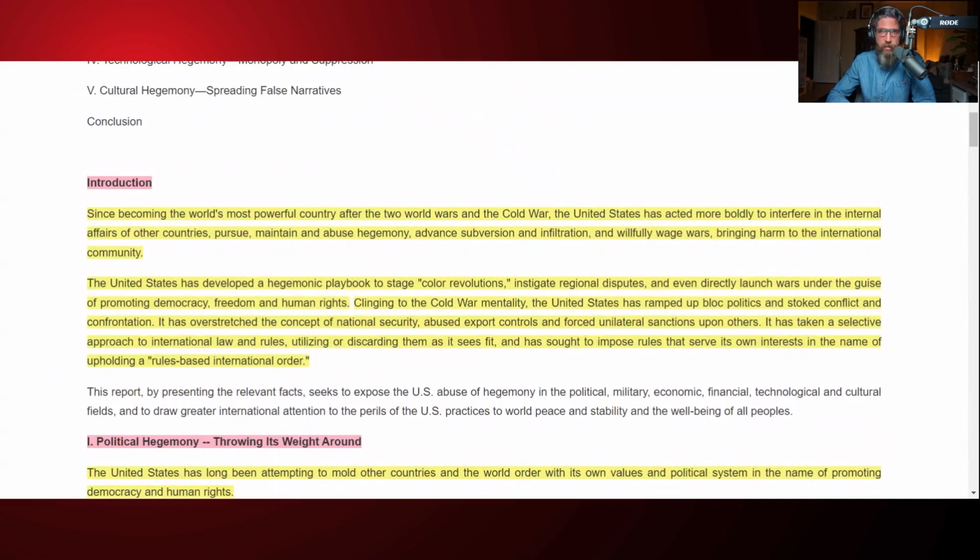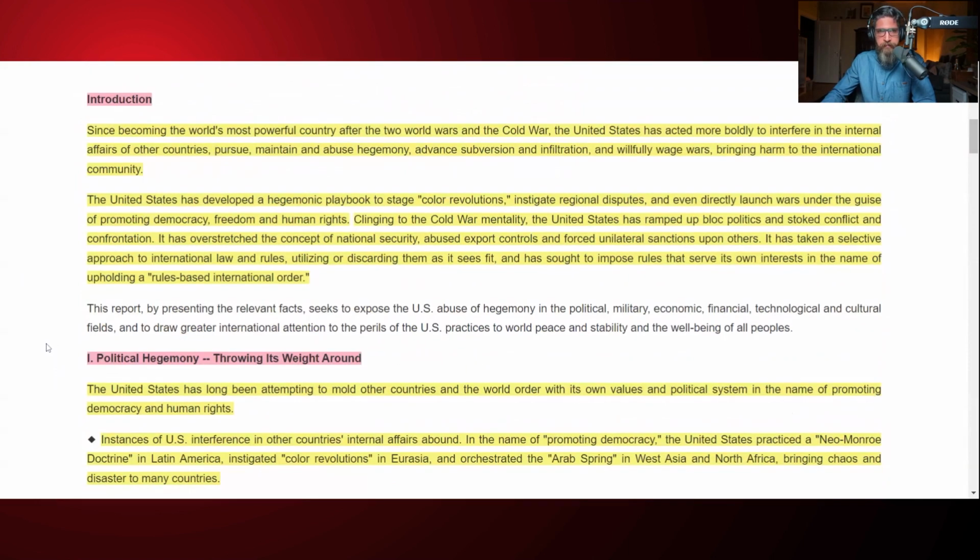Clinging to the Cold War mentality, the United States has ramped up bloc politics and stoked conflicts and confrontation. It has overstretched the concept of national security, abused export controls, and forced unilateral sanctions upon others. It has taken a selective approach to international law and rules, utilizing or discarding them as it sees fit, and has sought to impose rules that serve its own interests in the name of upholding a rules-based international order.